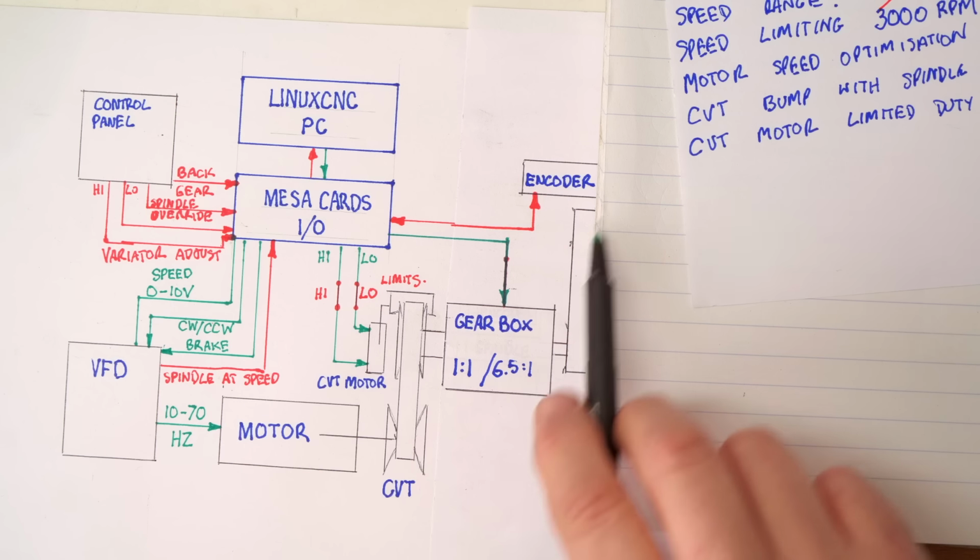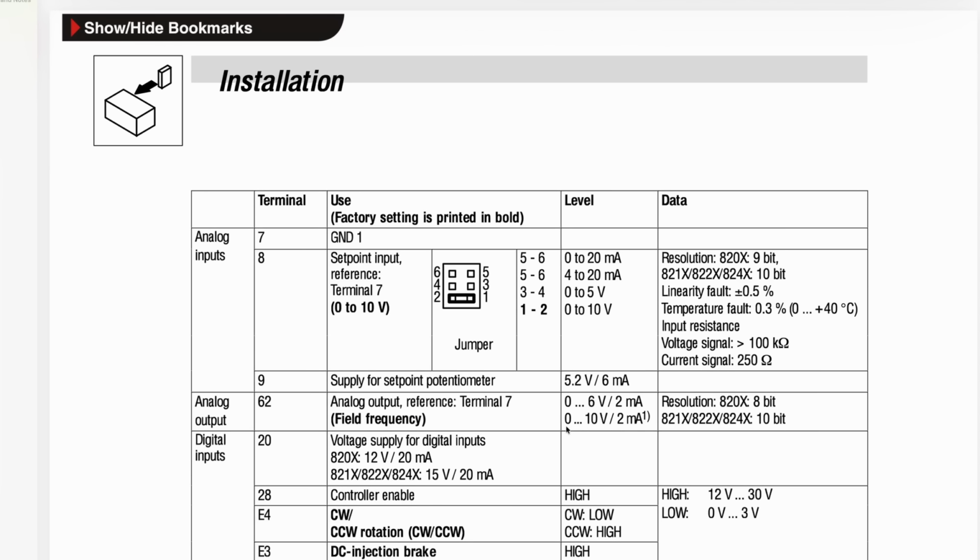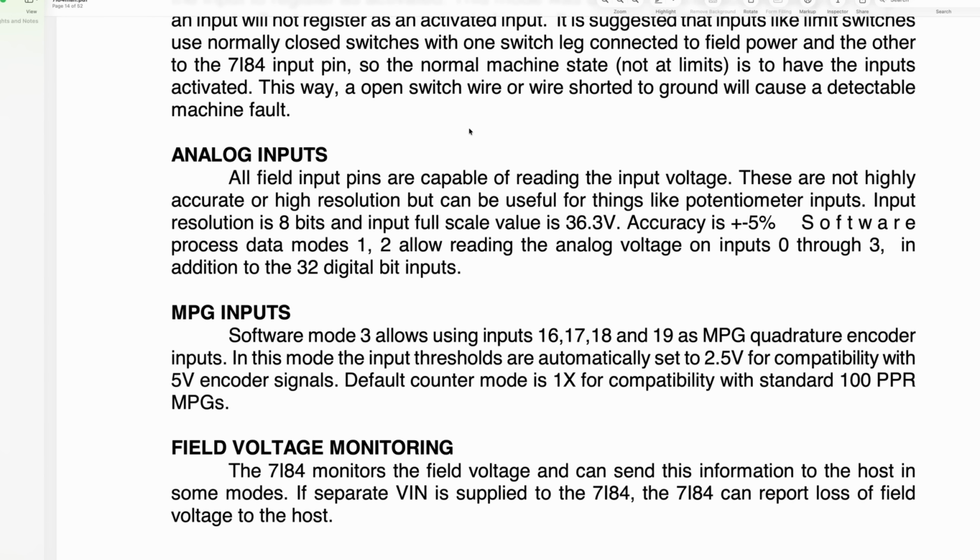So you get this very skewed, instantaneous gear ratio. I checked the VFD manual and it can output the motor's actual analog frequency as a 10-bit signal, 0 to 10 volts. I'm not sure if the VFD would scale my set limits 10 to 70 Hertz into 0 to 10 volts or truncate it. But the input resolution of the Mesa I/O card is 0 to 36 volts, 8 bits.